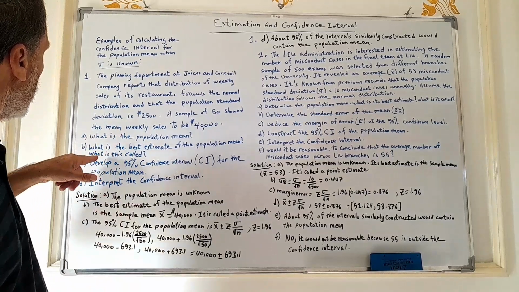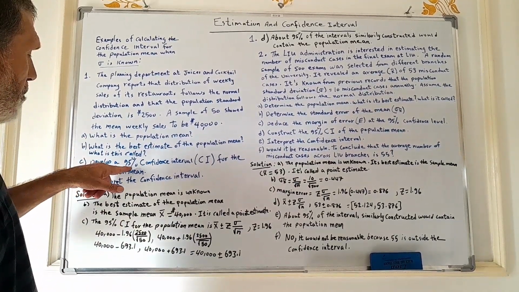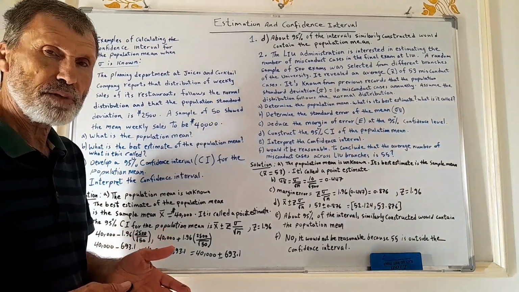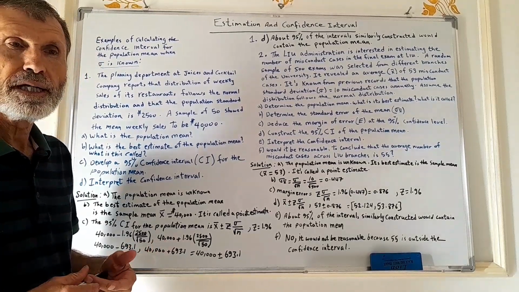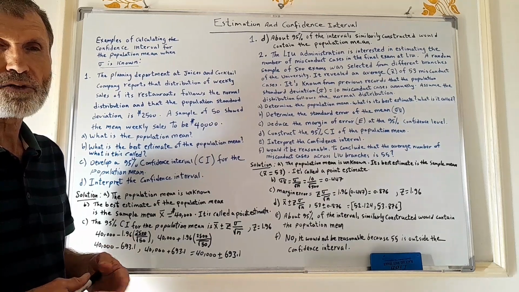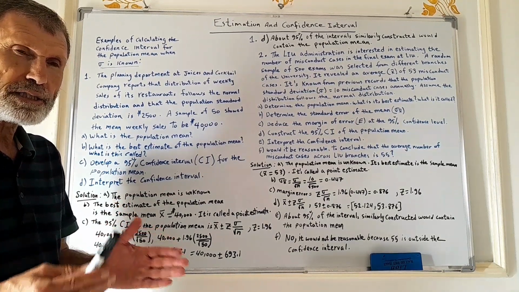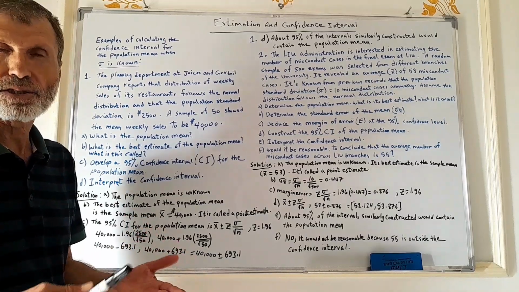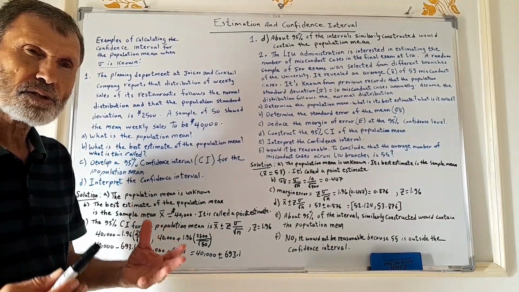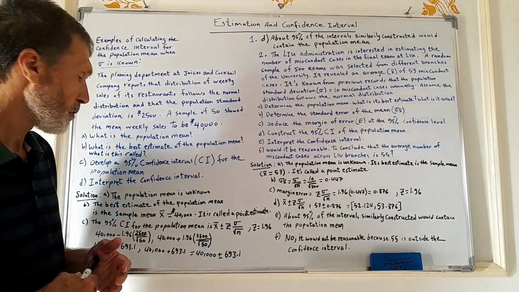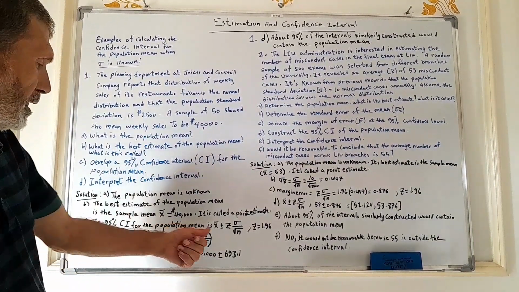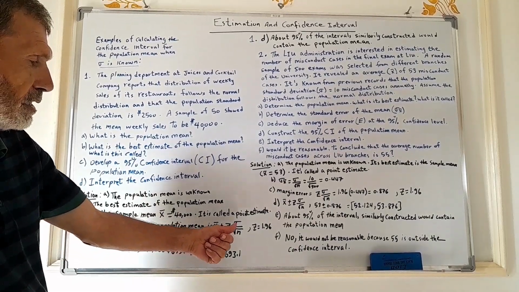C, develop a 95% confidence interval for the population mean. The population mean is unknown, and we would like to develop a 95% confidence interval for it. We need to find the range of values within which the population mean is located. So the formula of the confidence interval is x bar plus or minus z sigma over radical n.